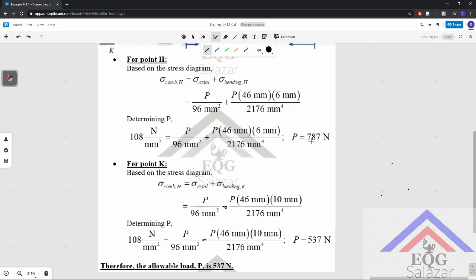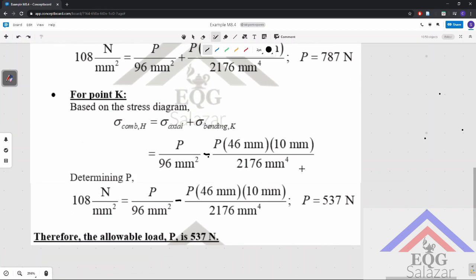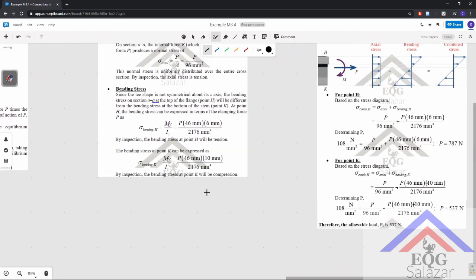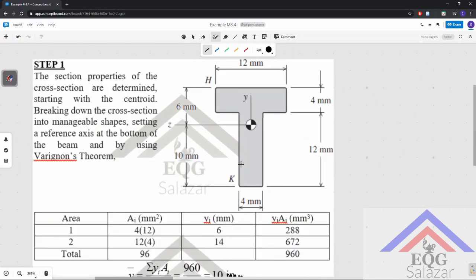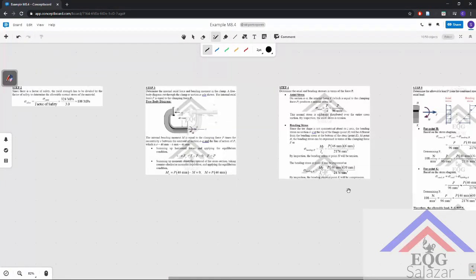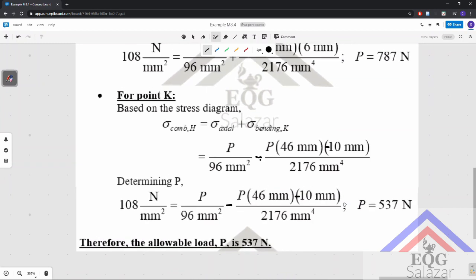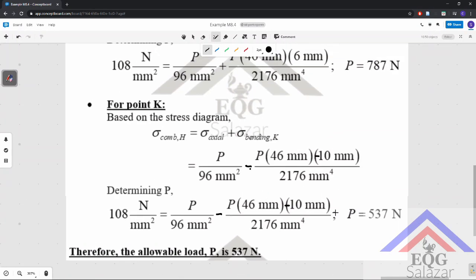Now we have to determine also point K, because point K is on the opposite side of the cross-sectional area. This is supposed to be negative, by the way, negative 10, because it's located below the neutral axis. So that's negative. From the stress diagram, we have the combination. This is supposed to be K as well. The combined stress is just equal to the axial plus the bending.